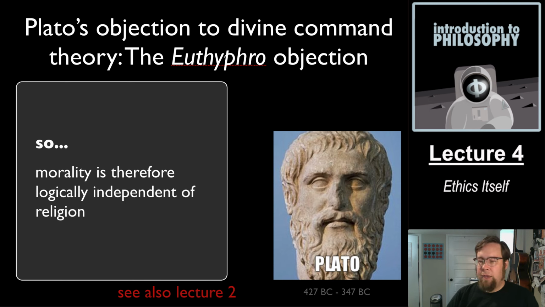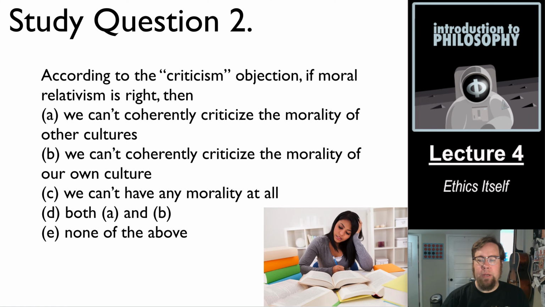We're getting towards the end of this video. Before we finish, let's have two more study questions. So we already had study question number 1 earlier in the video. Here's study question number 2. According to the criticism objection, if moral relativism is right, then A, we can't coherently criticize the morality of other cultures. B, we can't coherently criticize the morality of our own culture. C, we can't have any morality at all. D, both A and B. E, none of the above.